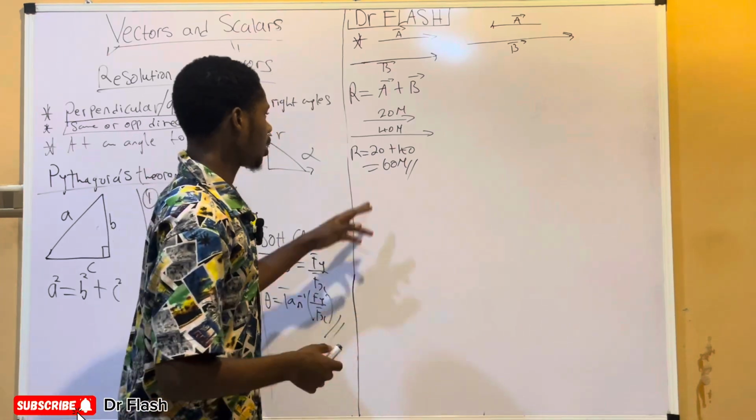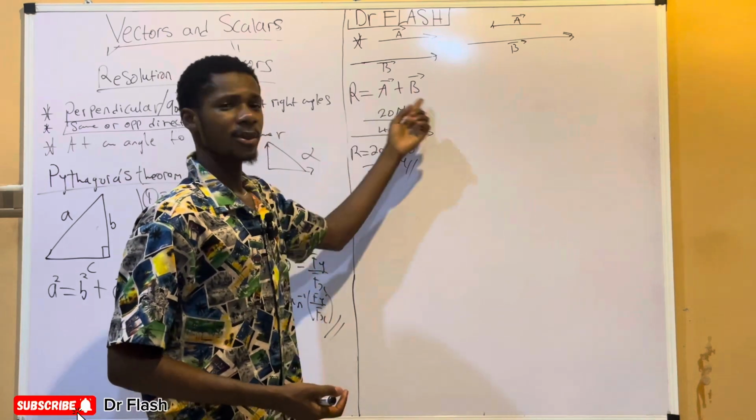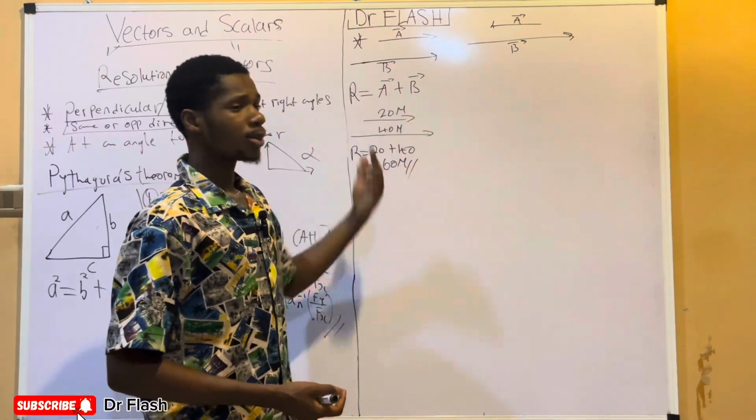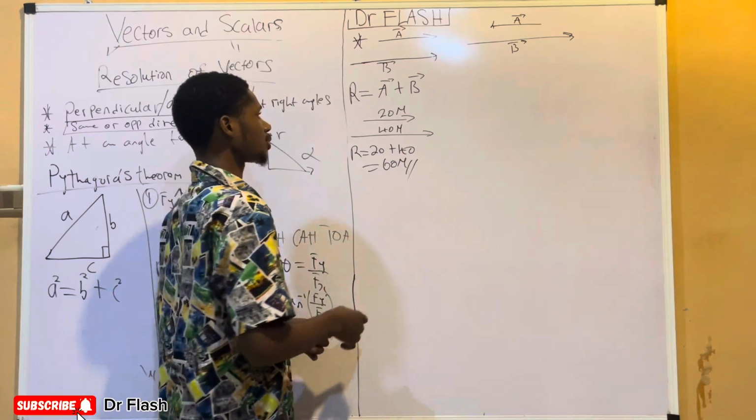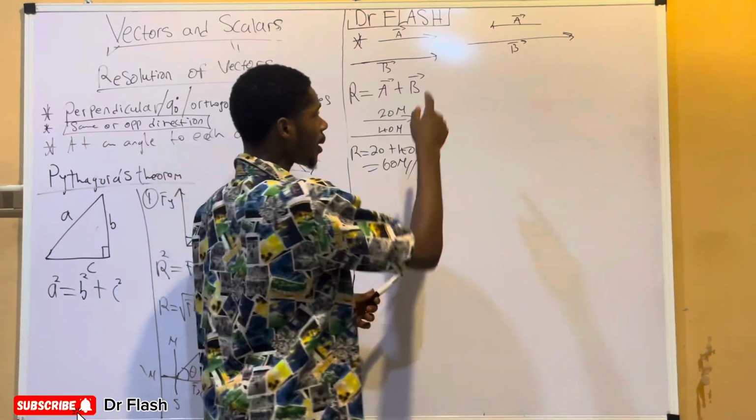Now, take note that for the resultant vector, we are going to sum both of them. That's what we're going to do. We're going to sum both vectors to get the resultant. So in the same direction, we get A plus B. Now, how about this?